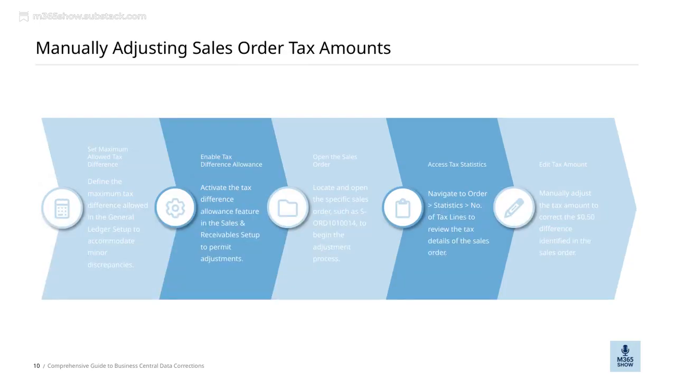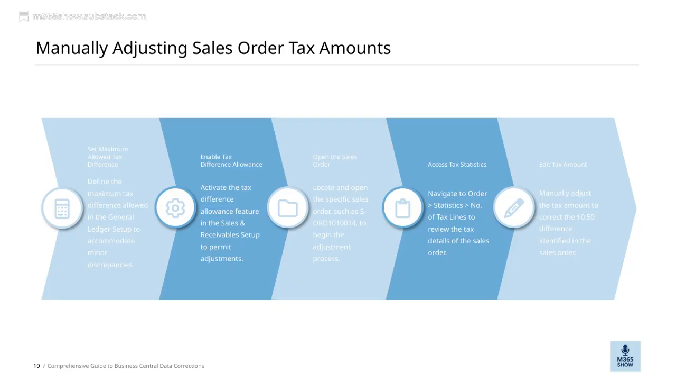Now, let's look at how to manually adjust sales order tax amounts. This is important when you notice small discrepancies, like the 50 cents difference we see here. To correct this, you'll want to edit the tax amount directly on the sales order. First, navigate to the Order menu, then go to Statistics, and select Number of Tax Lines.